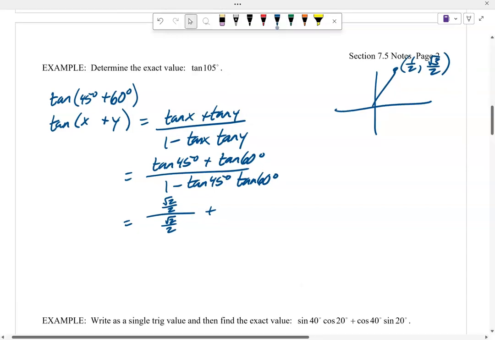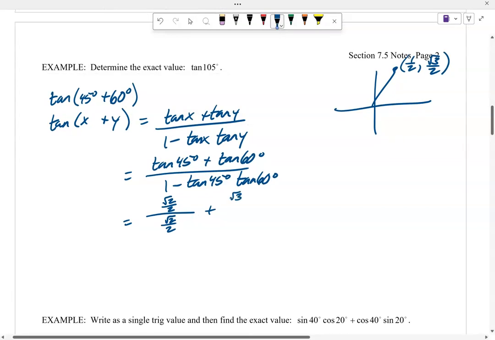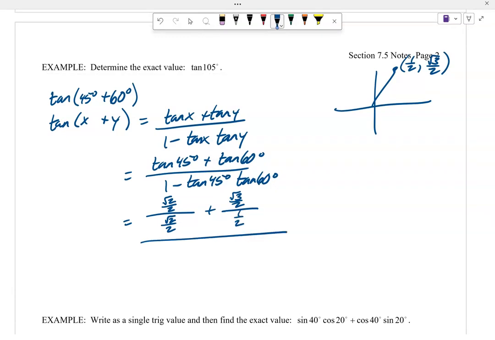I know my sine at 60 degrees is root 3 over 2, and I know my cosine is 1/2. This is all over 1 minus tangent 45, which is 1, right? Root 2 over 2 over root 2 over 2 times the tangent 60. Well, this will simplify to give you root 3.